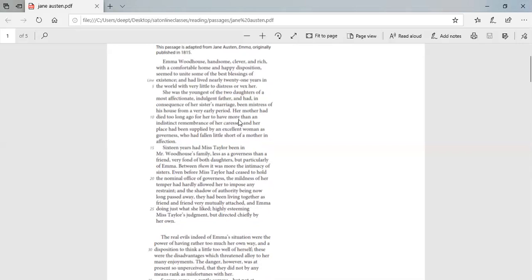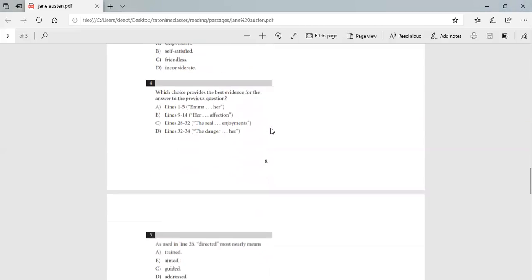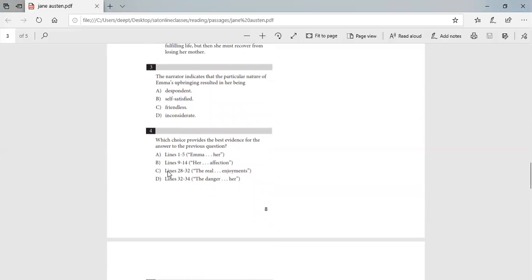Her mother had died too long ago to have more than an indistinct remembrance of her caresses, and her place had been supplied by an excellent woman as governess, who had fallen little short of a mother in affection. Anything about Emma's nature here? No, I don't know what her nature is. What is the upbringing? What is her nature? We are not getting that point anywhere. So option B also goes out. Option C. Remember, we are looking at question number 3 and we are solving question number 4, so don't get confused, because both of them are dependent questions. This one is on its own, but the fourth question is dependent on the third question.